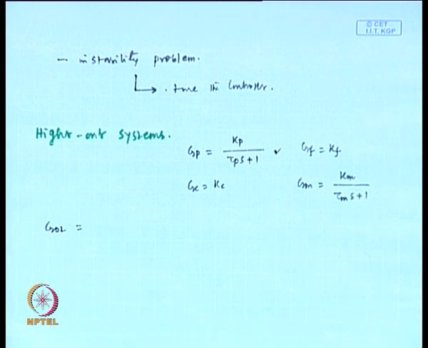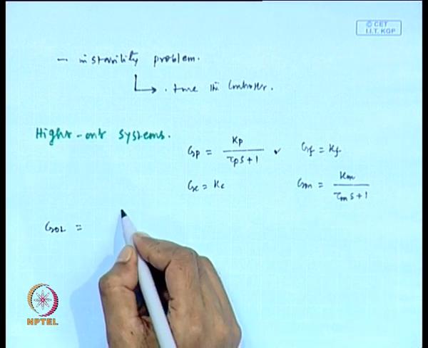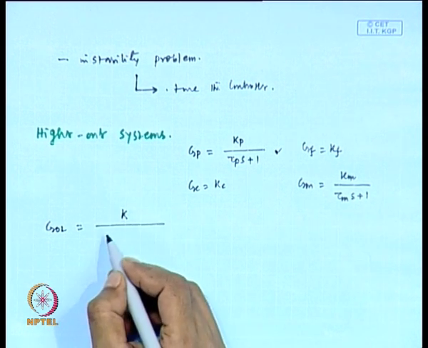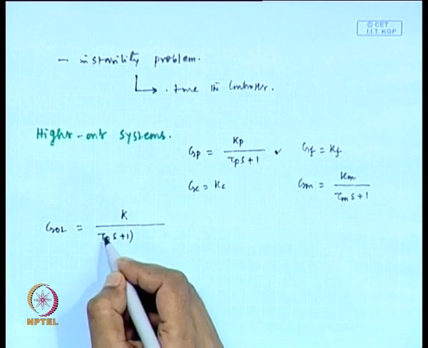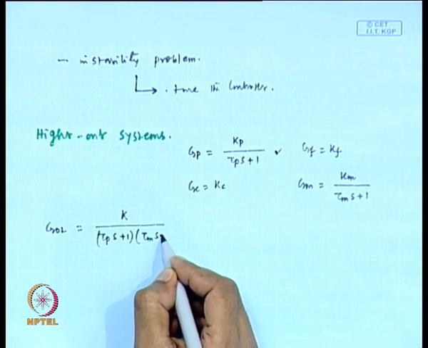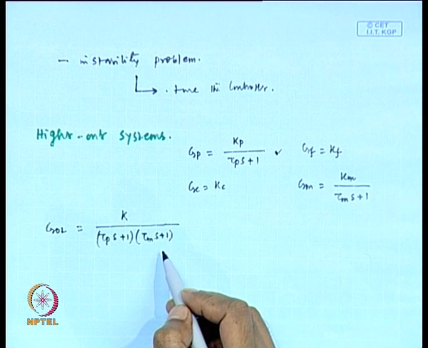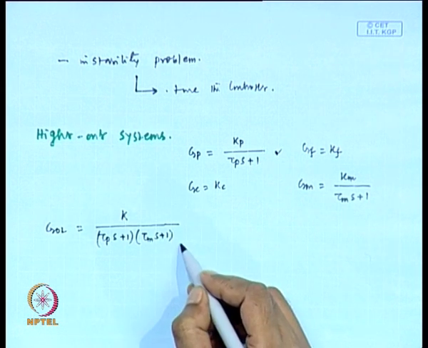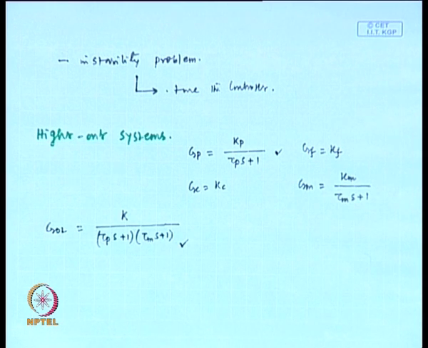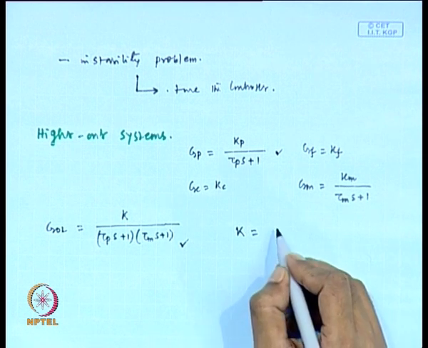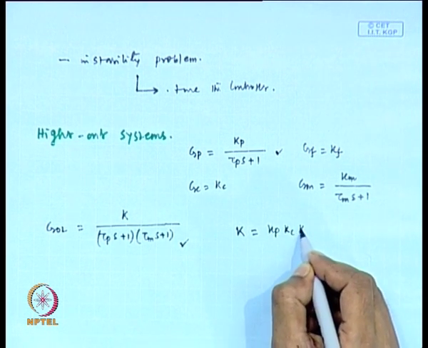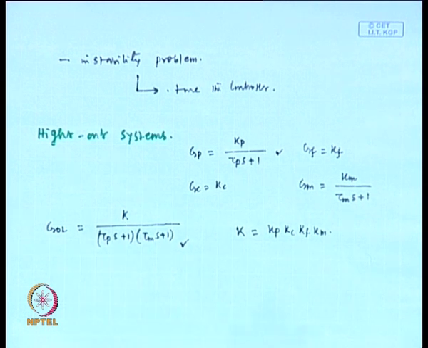Now, the overall transfer function we can write as K divided by tau Ps plus 1, tau Ms plus 1. Can we write this? The overall transfer function becomes K divided by tau Ps plus 1 multiplied by tau Ms plus 1. This is the transfer function of a second order system, and obviously here K equal to Kp, Kc, Kf, Km.